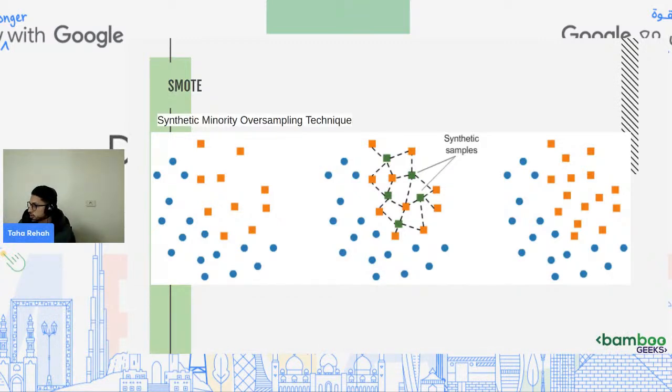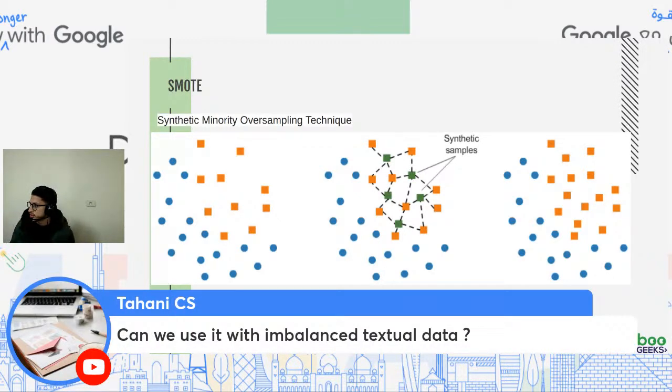Okay, another question. Can we use it with imbalanced textual data? The SMOTE, if you are referring to the SMOTE technique, yes, it can be used with imbalanced textual data. But basically, I never tried it with textual data. I mostly tried it with numerical and categorical data. If you are referring to textual, NLP, or texts and speeches, it may not work very well.